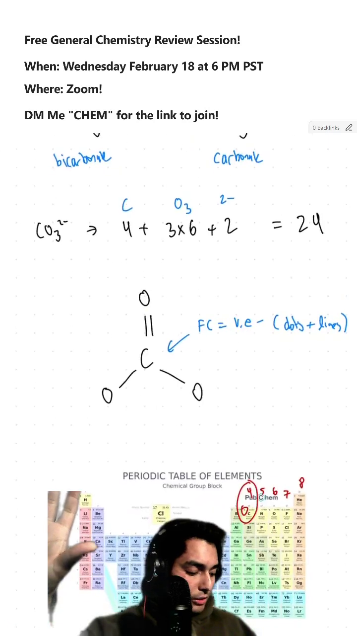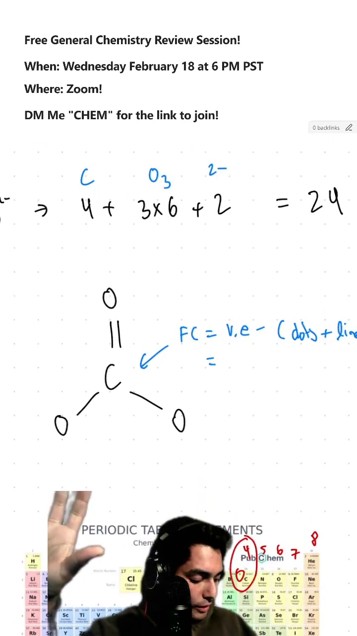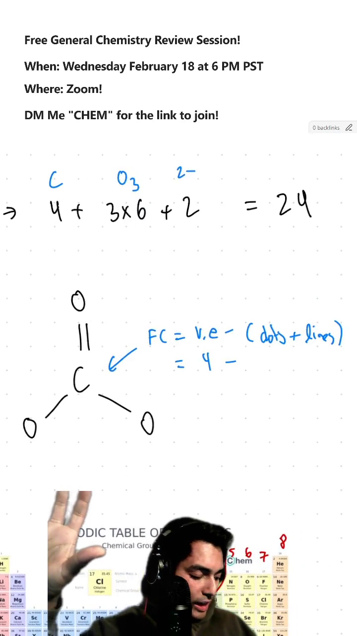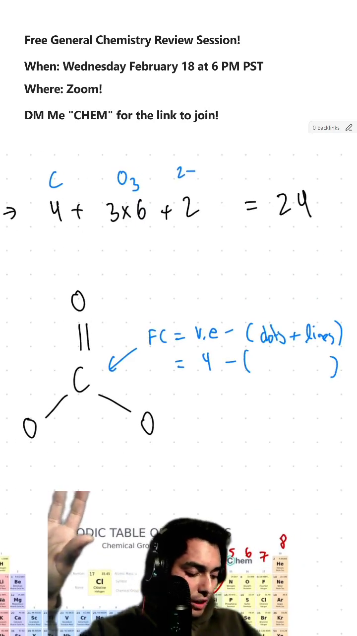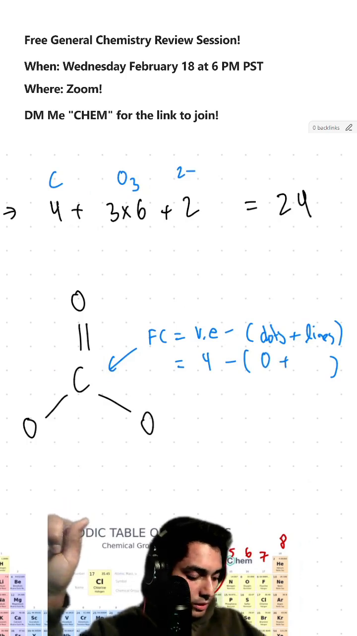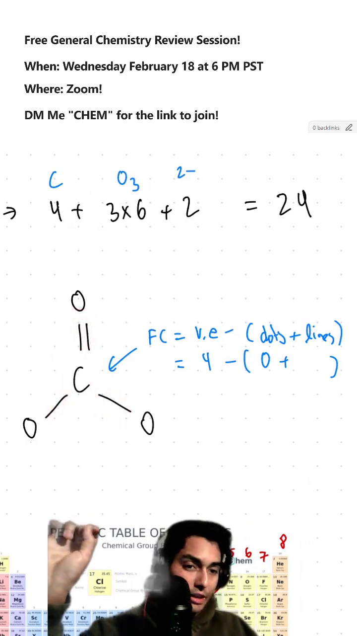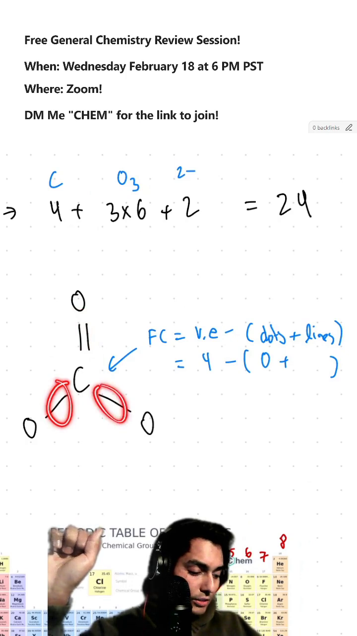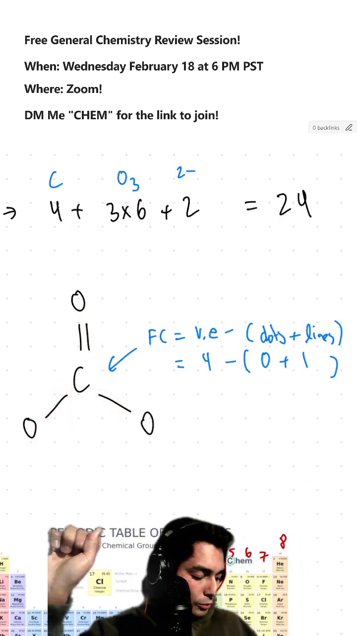Okay, so it's 4. Okay, 4 minus dots plus lines. How many dots do I have? What do I mean by dots? How many lone pairs? How many lone electrons? I don't see any lone electrons here, so I'm going to say 0. I'm going to say 0 plus 4 lines. 1, 2, 3, 4. A double bond counts as 2 lines, so that's going to be 4 lines. So 4 minus 4 equals 0. So I'm going to say plus 0 for my carbon. I know that my carbon is safe here.